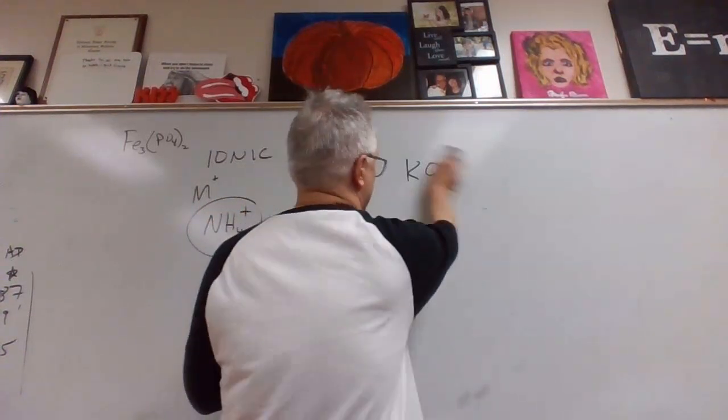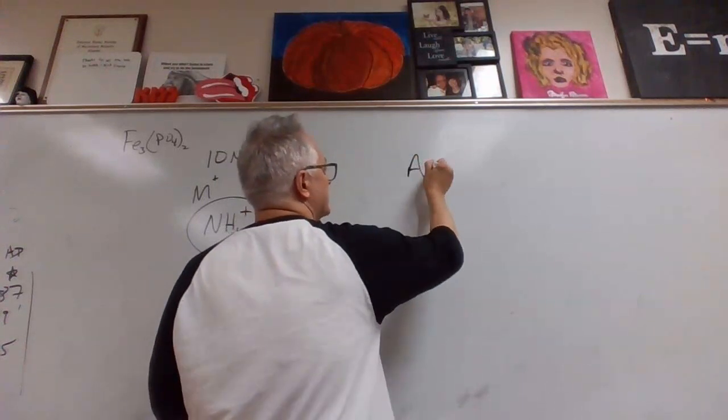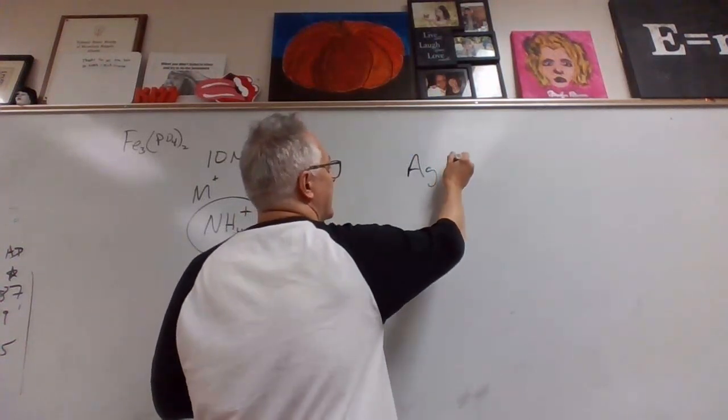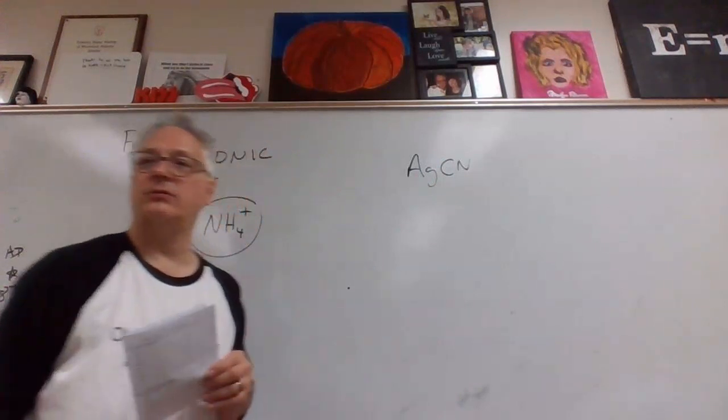Okay, silver cyanide. Ag always gets a +1, always. Cyanide is a -1, so there's our chemical formula.